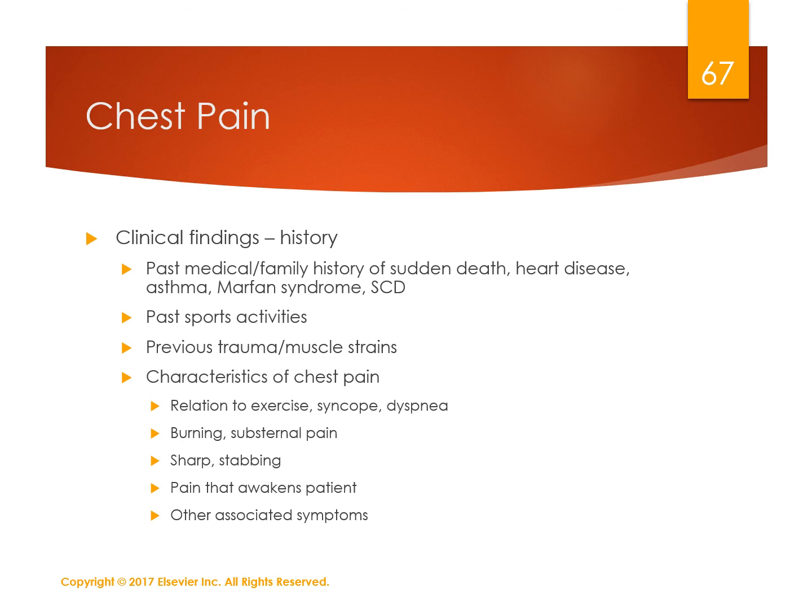Clinical findings on the history, we may see a past medical or family history of sudden death, heart disease, asthma, Marfan syndrome, past sports and events, previous trauma or muscle strains, and we want to ask about the characteristics of the chest pain. Is it in relation to exercise? Have they had any syncope or dyspnea? Any burning or substernal pain, sharp stabbing pain that awakens the patient, or any other associated symptoms?